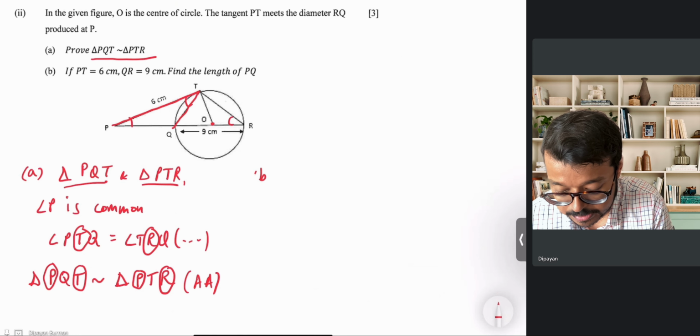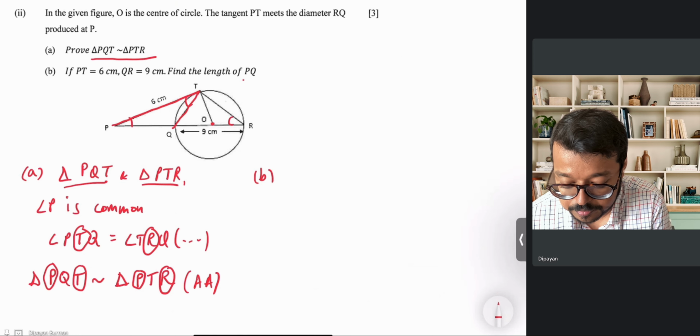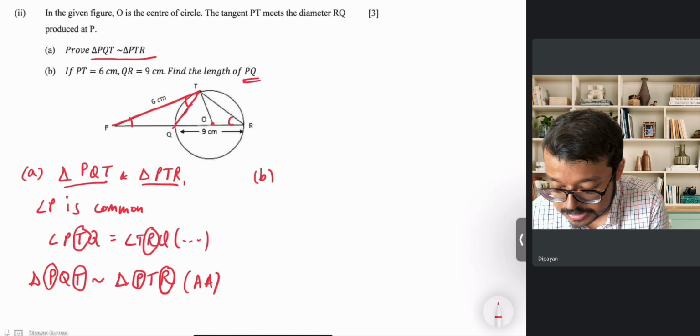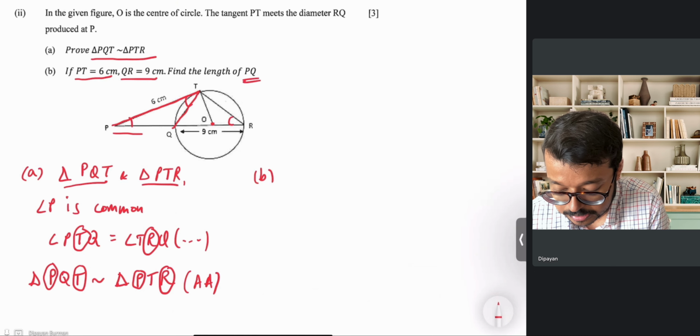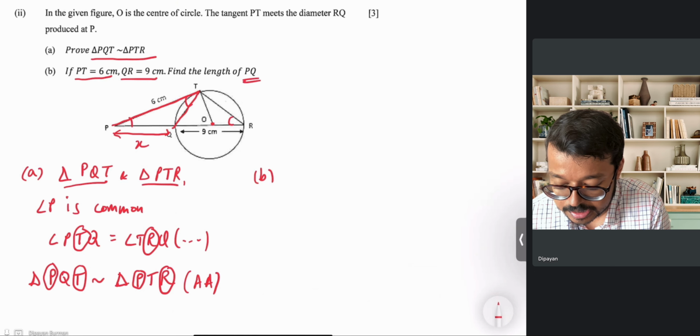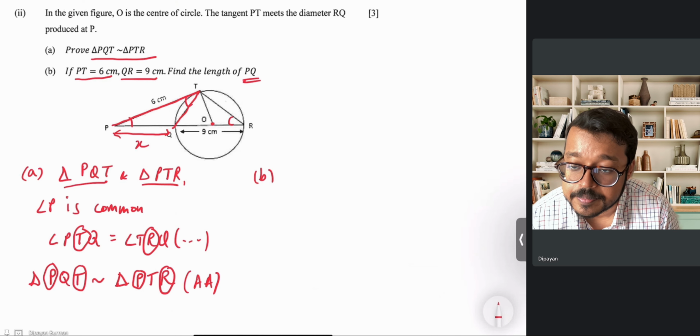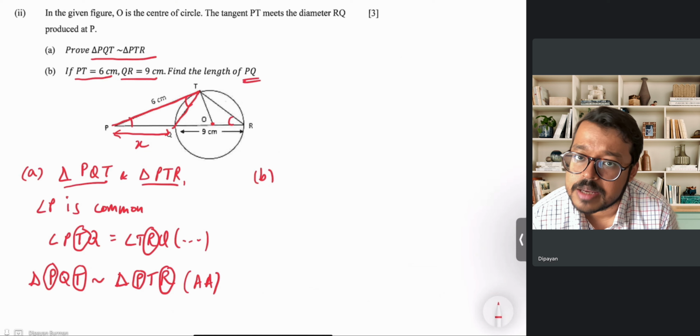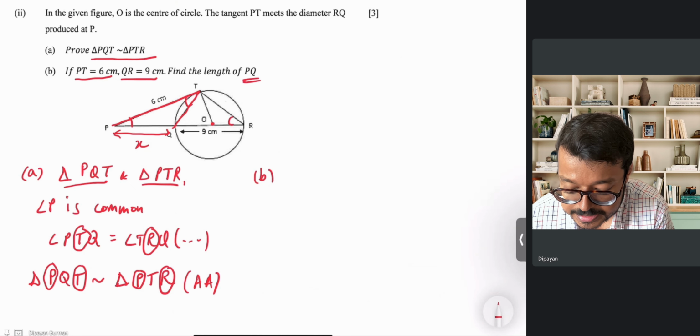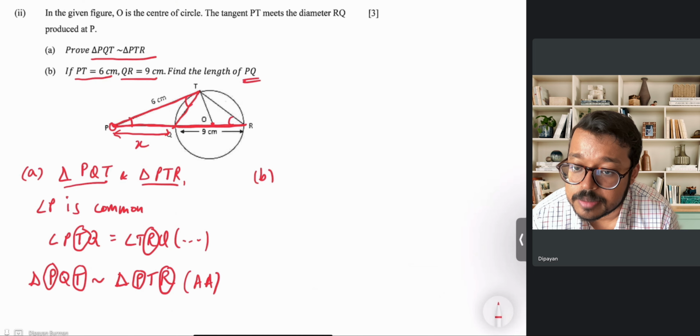Then for the next part, they are asking the length of PQ. Given PT is 6 centimeter, QR is 9 centimeters. So PQ length is not known. Let's say that PQ is X. Now I have QR as the diameter. Diameter is also a chord. So if I extend the chord outside the circle, it meets the tangent PT at external point P.